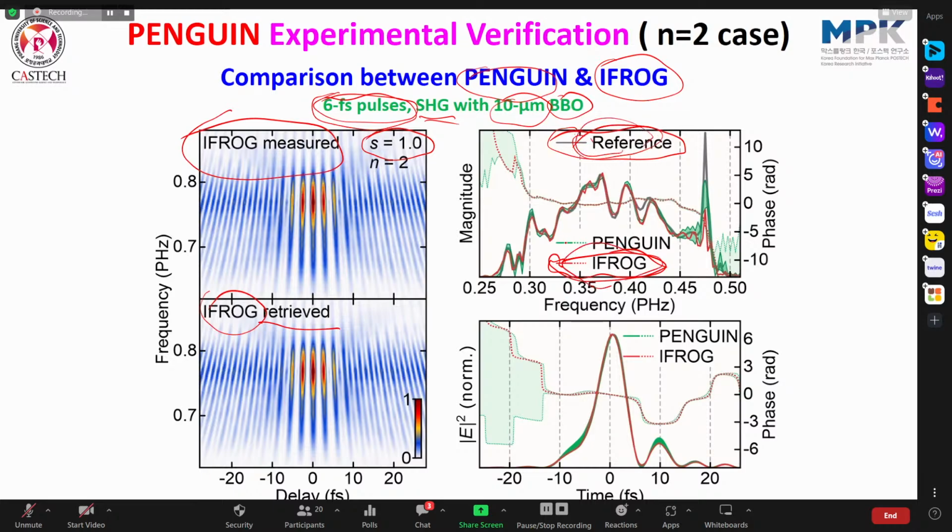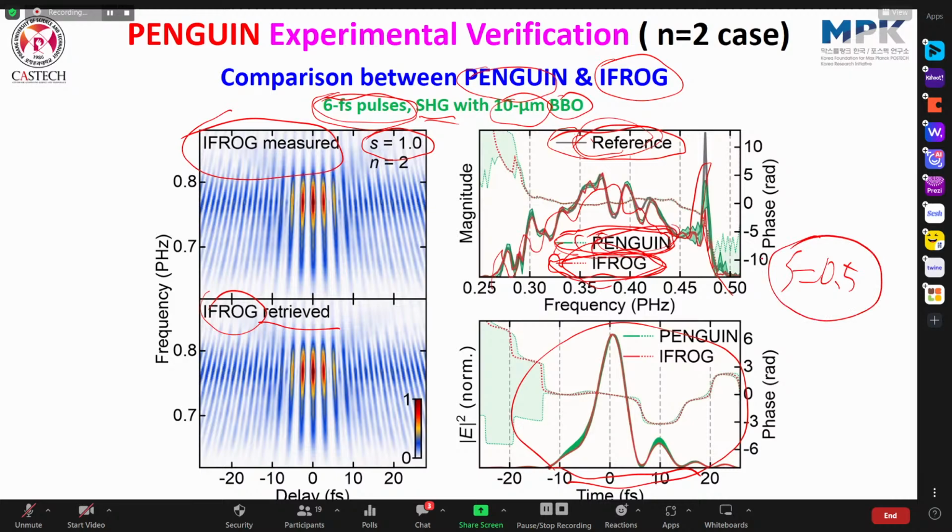Here we also did the experiment with the penguin method, which we just mentioned 3 minutes ago. You see the red one, and the blue one represents the result by the penguin. You notice that there's a good agreement between IFROG, penguin, and the reference. And this one shows you the pulse in the time domain. So we have an excellent agreement between penguin and IFROG. This one is the S equals 0.5 case for the penguin.